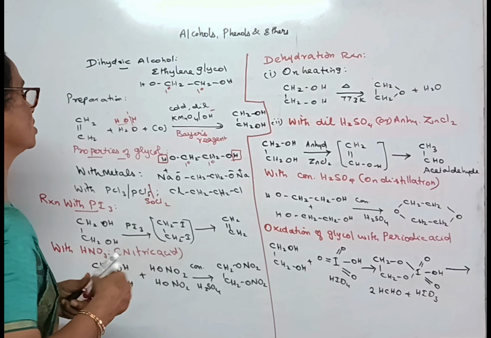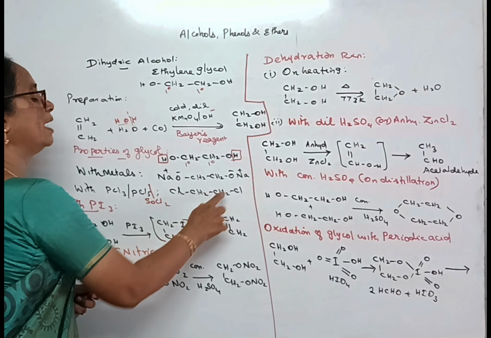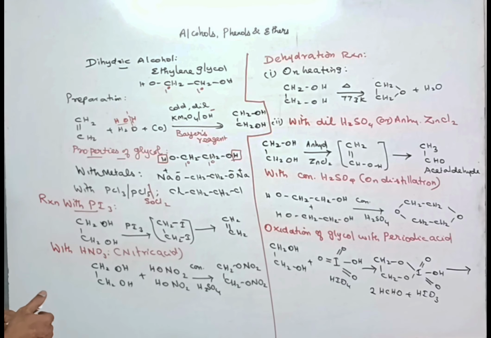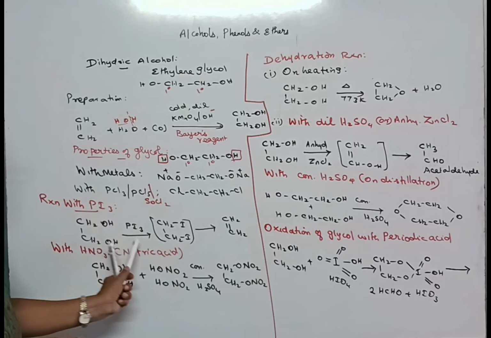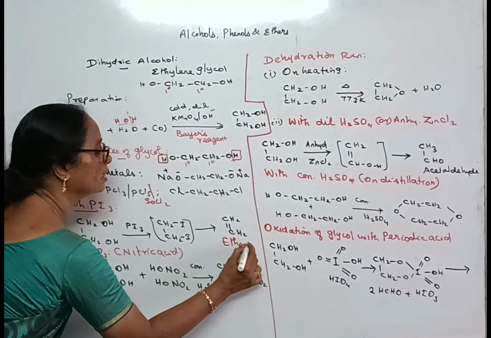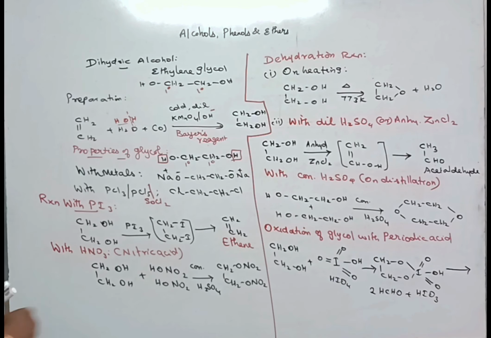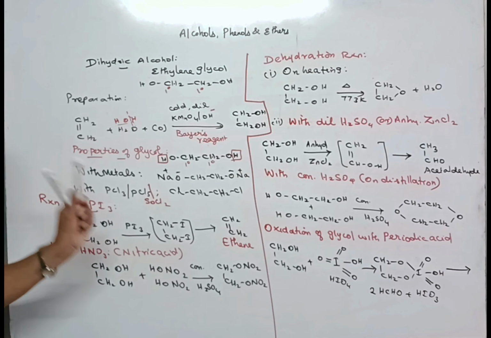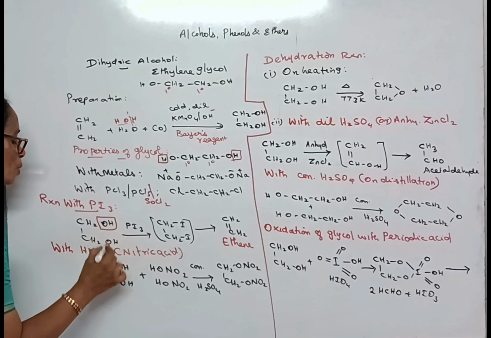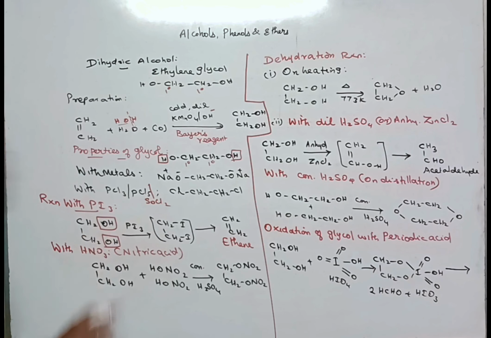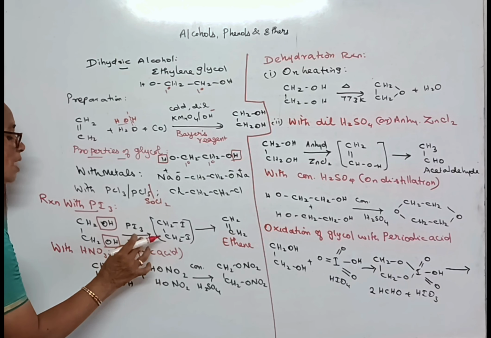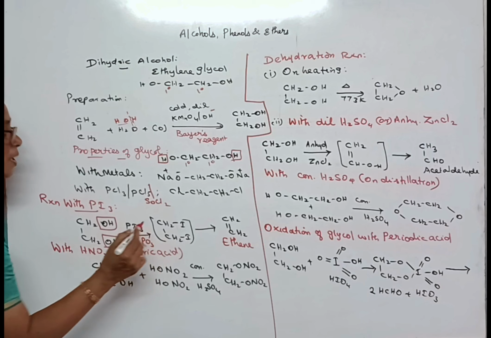In this case also, we will get 1,2-dichloroethane. Then reaction with phosphorus triiodide. When ethylene glycol reacts with phosphorus triiodide, it is converted into ethane. It is an important question: how will you convert glycol into ethane? When it is treated with phosphorus triiodide, both the OH groups are substituted by iodine atoms, and the phosphorus will be left as H3PO3, as we know well with trihalides.